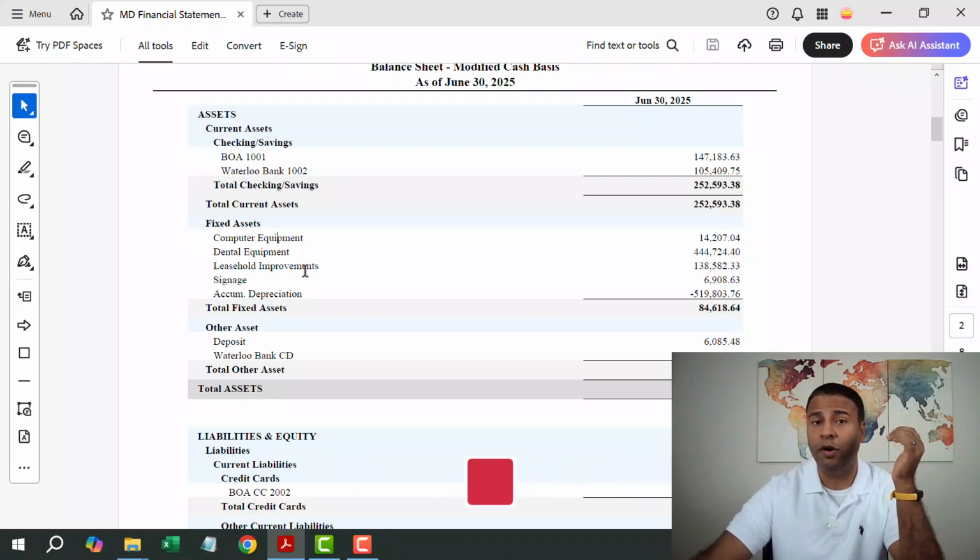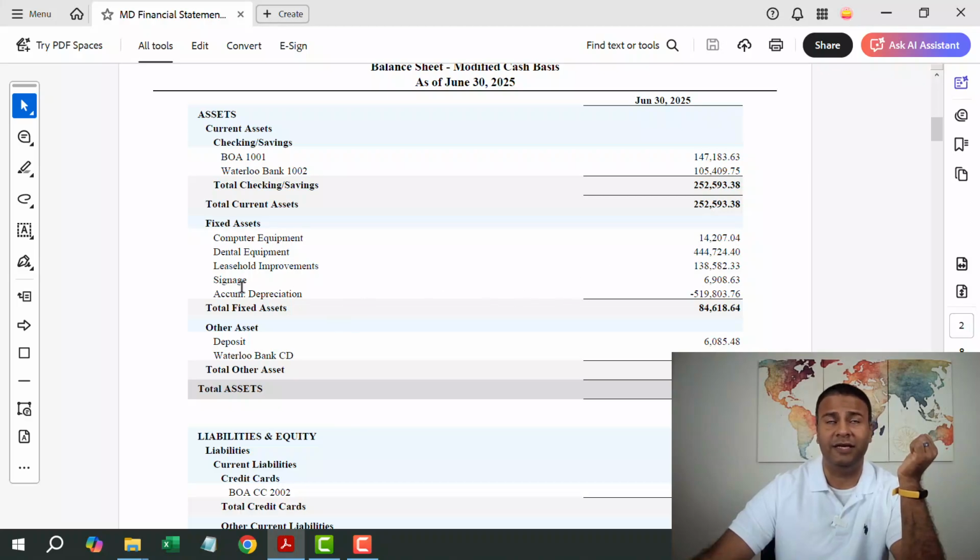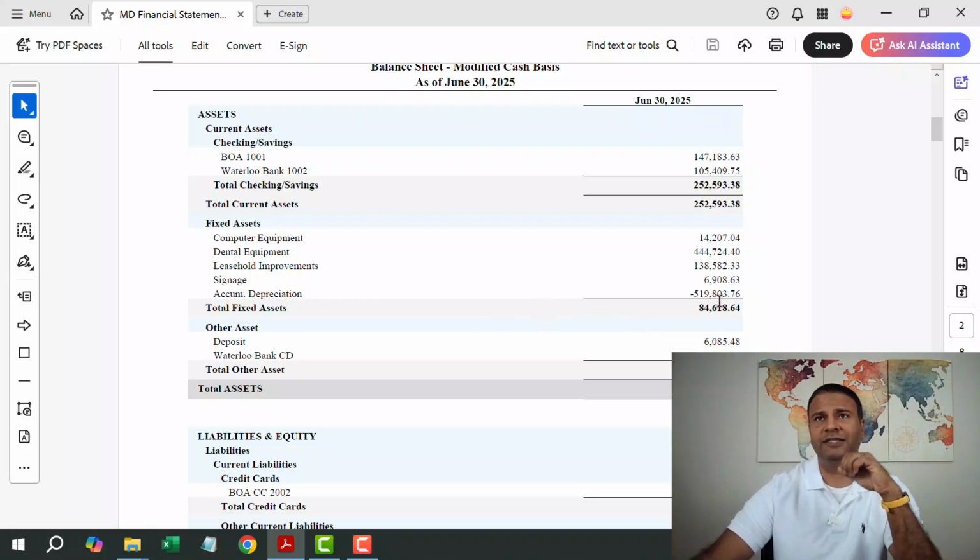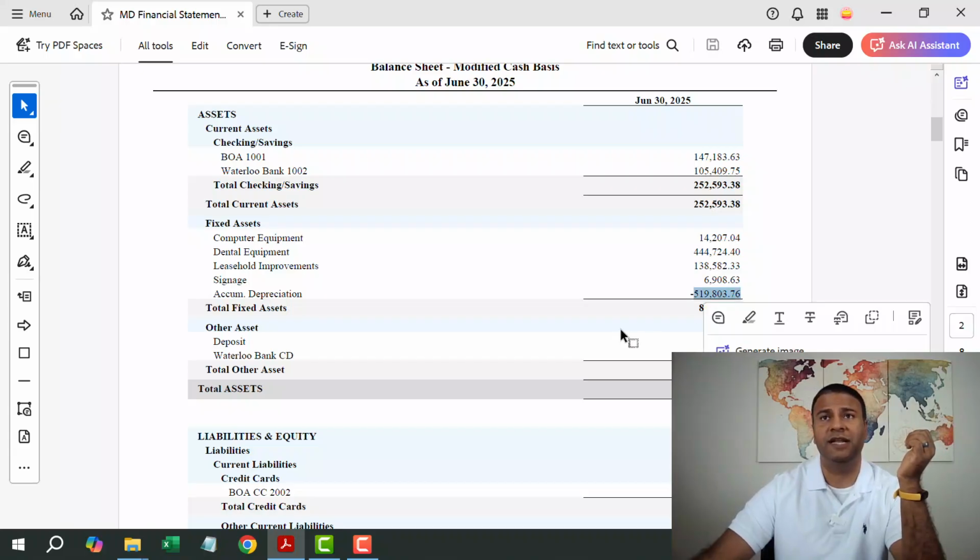Now, if you purchase a dental practice, you may have goodwill on this balance sheet as well. Accumulated depreciation is essentially the depreciation you've taken in the past, and that's what shows up as a negative number over here. And if you total all of that, it tells you the total fixed assets you have.